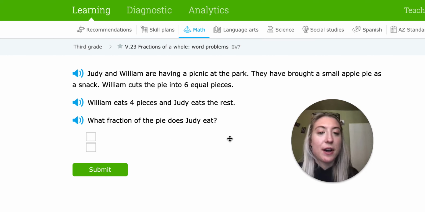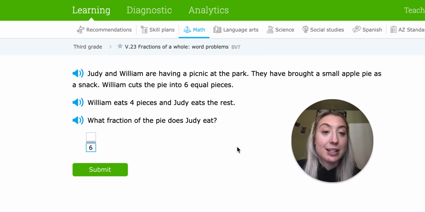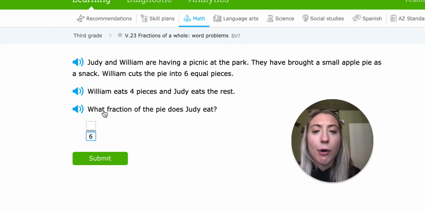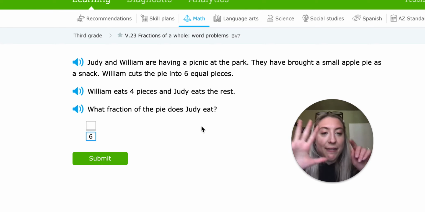So first let's find our denominator. How many pieces is the pie cut into? So the pie is the whole. We want to figure out how many equal pieces of the pie there are. Well, here it says William cuts the pie into 6 equal pieces. So we know our denominator is 6. The pie is cut into a total of 6 pieces. We want to see how many Judy eats. If you have a piece of paper, you can draw pictures, but I'm going to use my fingers.